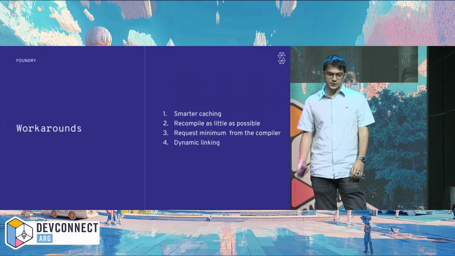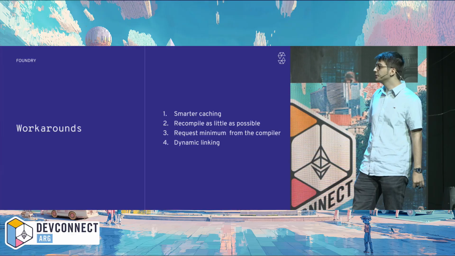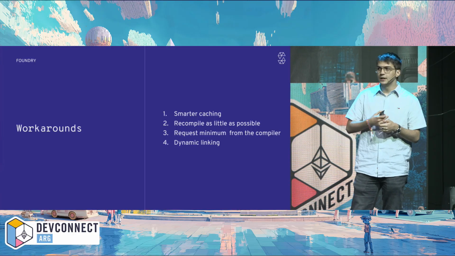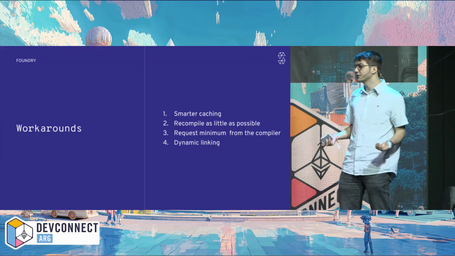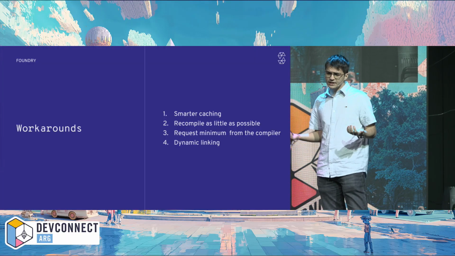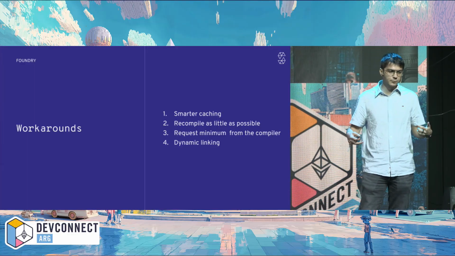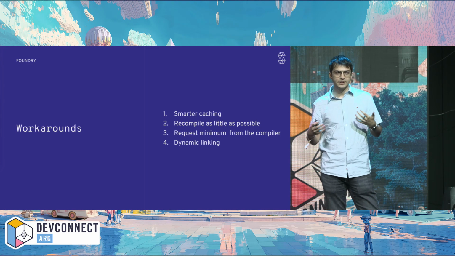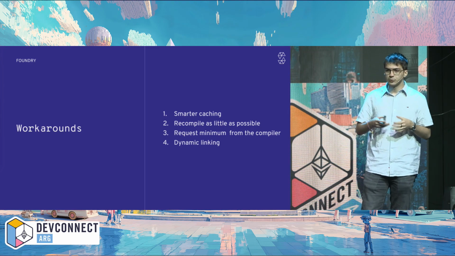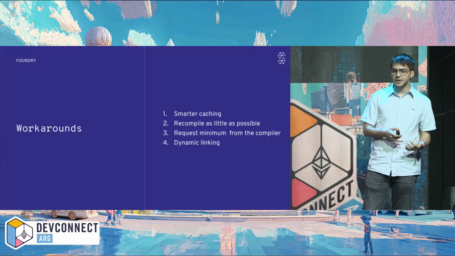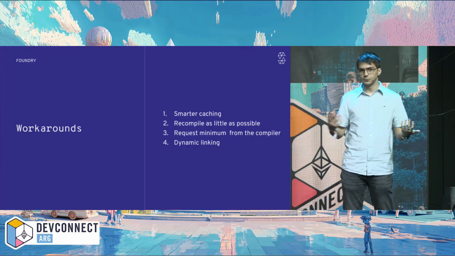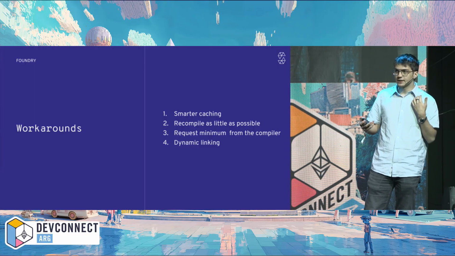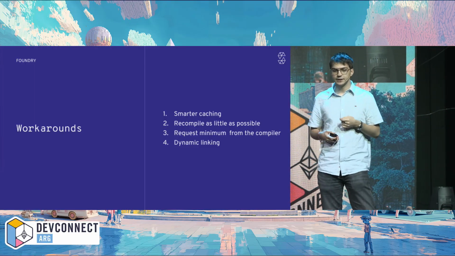As we started to tackle these issues, we implemented some workarounds. For example, at the Foundry level, we implemented smarter caching and requesting less stuff from the compiler that we maybe don't use by default. For example, requesting IR output in the JSON output from the compiler. We never really used it. So just by trimming the amount of stuff we request from the compiler, we got big improvements in compile times. But these are just temporary workarounds, and they don't really tackle the core issue itself.